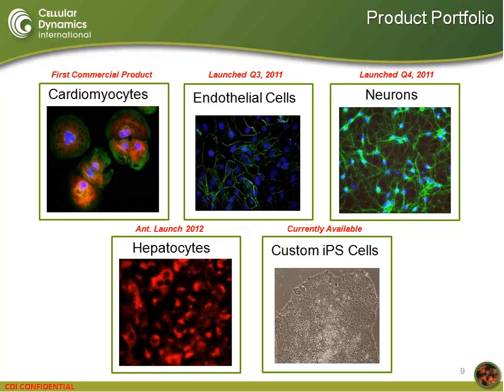The current Cellular Dynamics product portfolio consists of the iCell cardiomyocytes, which were launched at the end of 2009, and endothelial cells and neurons, which were launched late in 2011. Hepatocytes are anticipated to launch this year, and we also offer a custom iPS cell service where we can engineer iPS cell lines from any source that is provided and also offer terminal differentiation of those iPS lines as well.